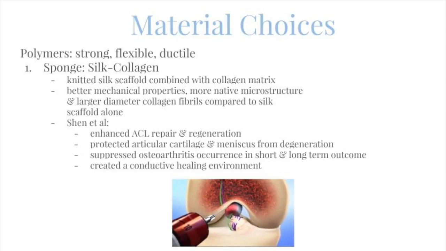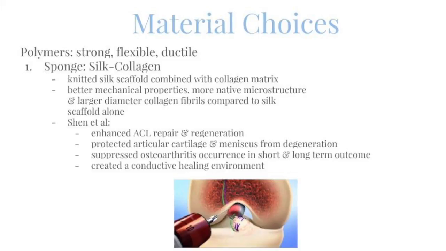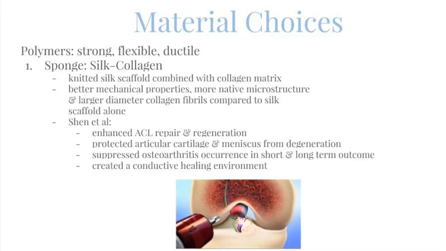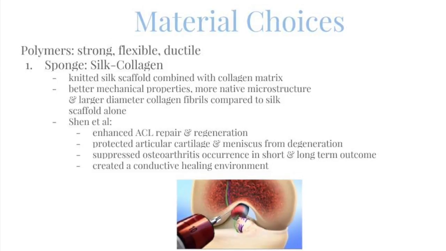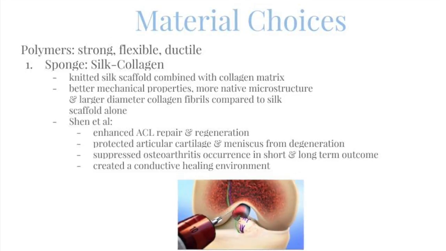In Shen et al., advanced ACL repair and regeneration was seen. It protected articular cartilage and meniscus from degeneration and suppressed osteoarthritis occurrence in short and long-term outcomes, and it created a conducive healing environment.